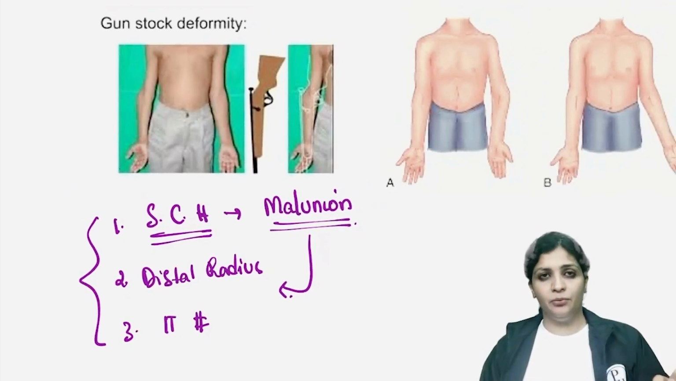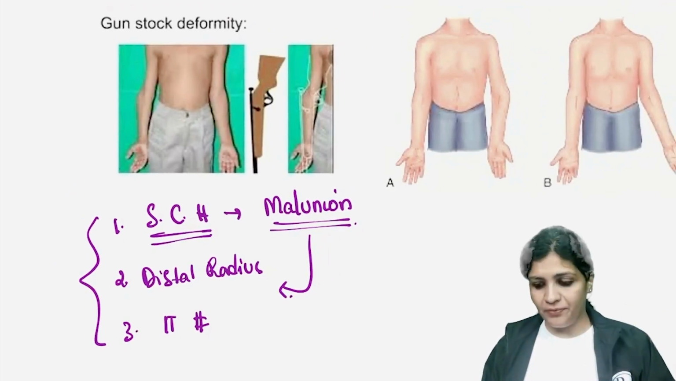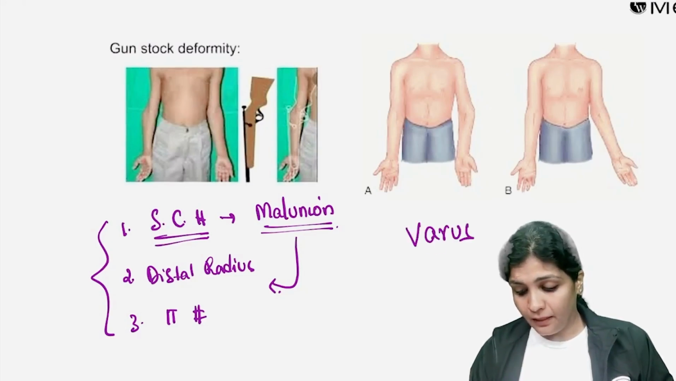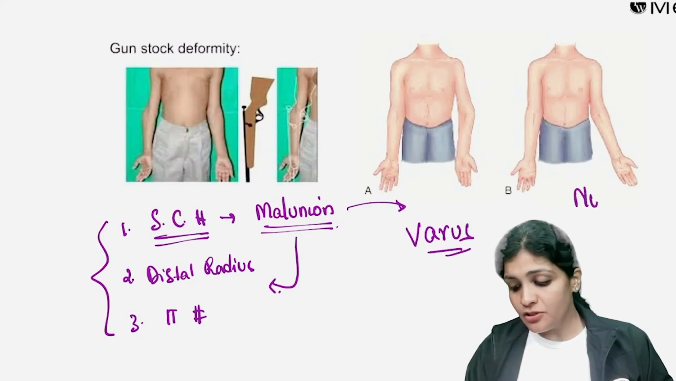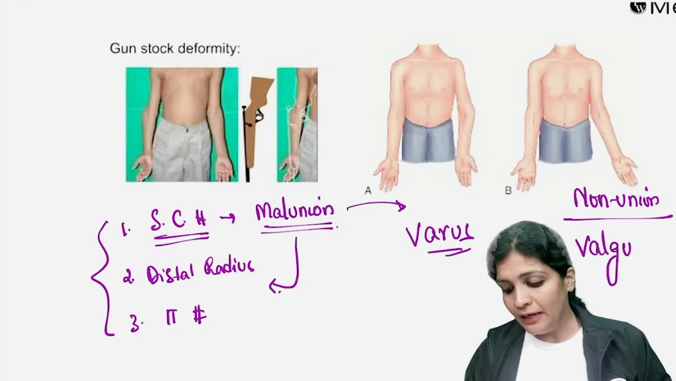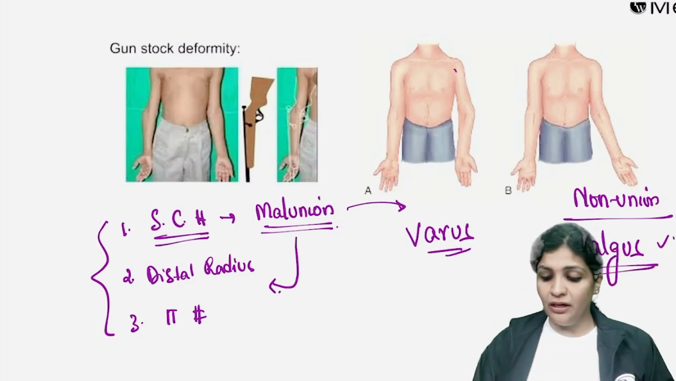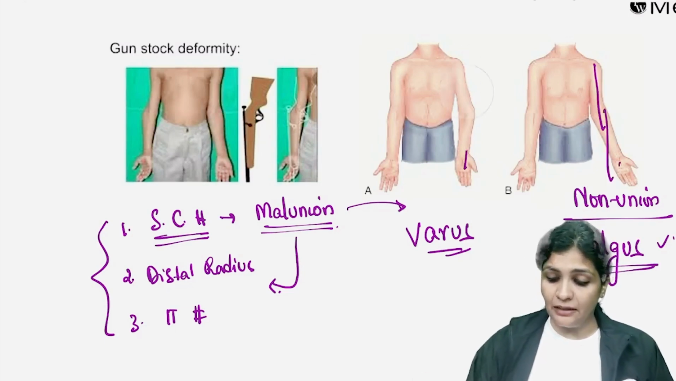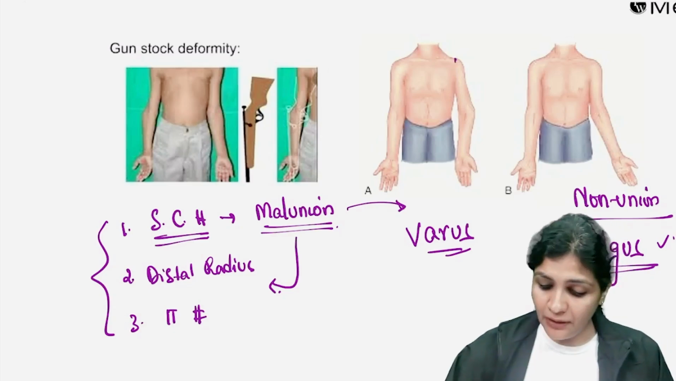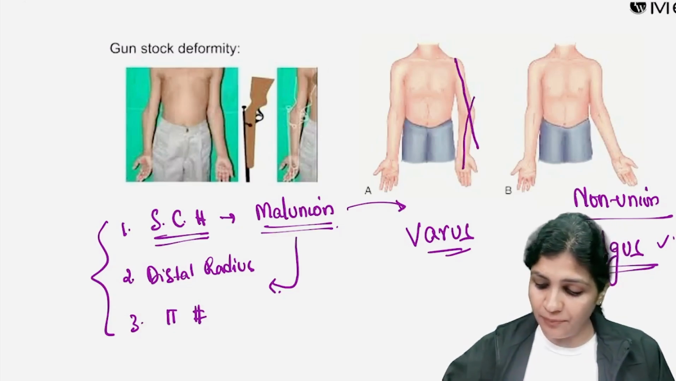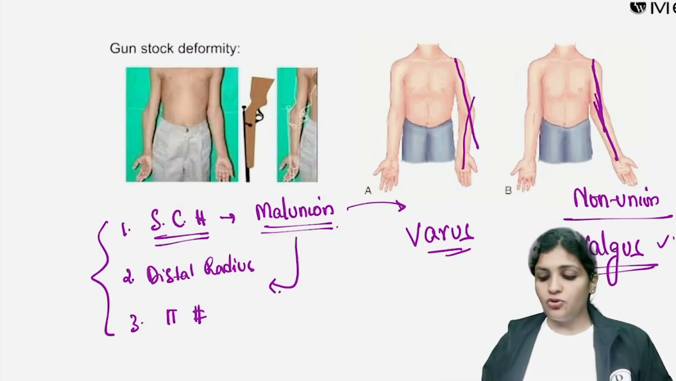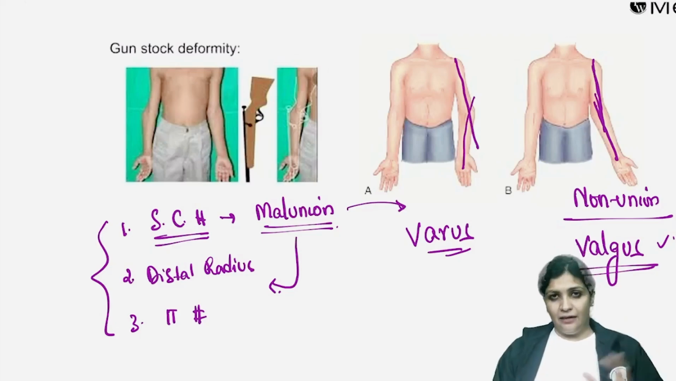That means there will be some union, but the alignment is wrong. So this will result in what is called varus malunion. And whenever there is non-union, this will result in what is called cubitus varus. So here the carrying angle takes the role. The carrying angle is nothing but a line drawn from the arm to the forearm, and that is how the carrying angle is.